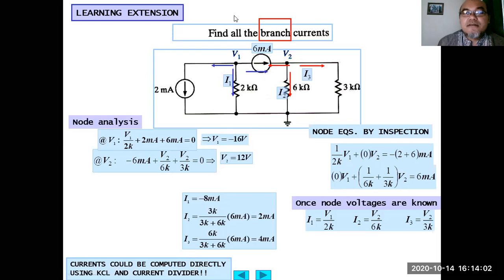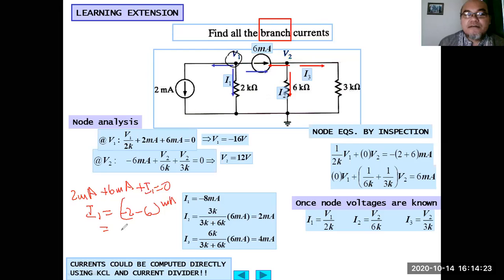Let's do the notation here. So at node 1, current out equals 0, which means 2 milliampere plus 6 milliampere plus I1 equals 0, right? Then I1 equals negative 2, negative 6 milliampere, equals negative 8 milliampere. This part is using Kirchhoff's current law.